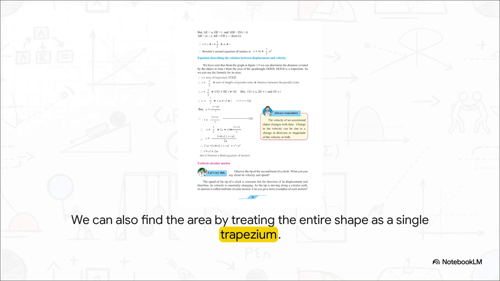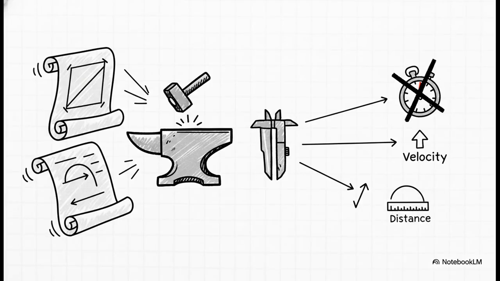But hold on, there's actually another way to look at this. Instead of a rectangle and a triangle, we can see that whole shaded area as one single shape, a trapezium. It's just a different way of looking at it, and this little trick is going to give us one final super useful tool.